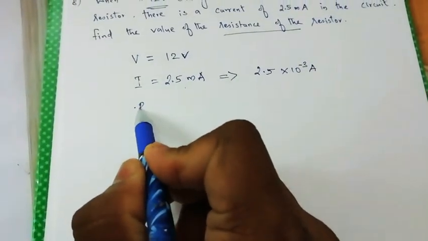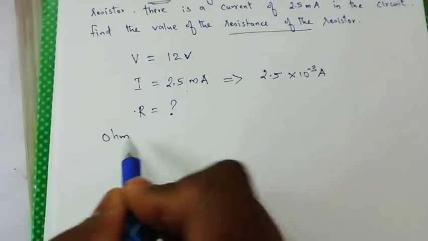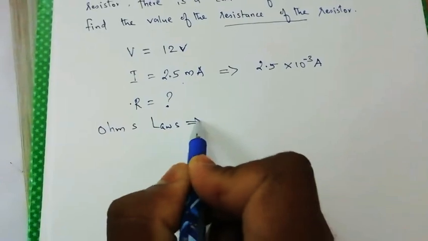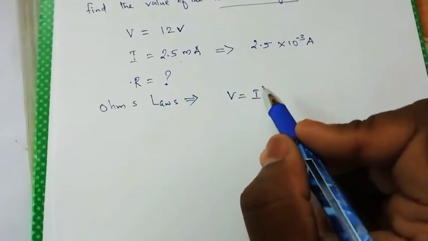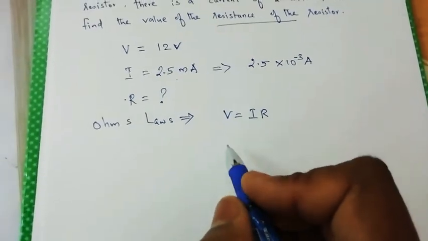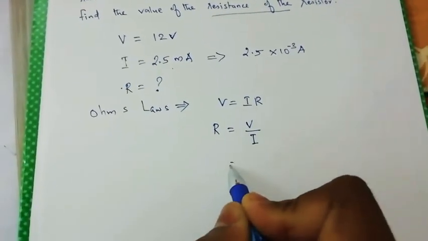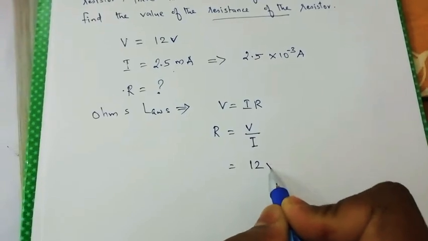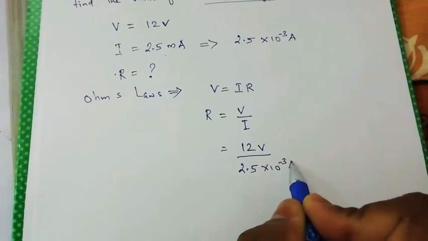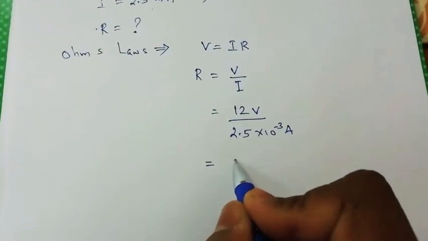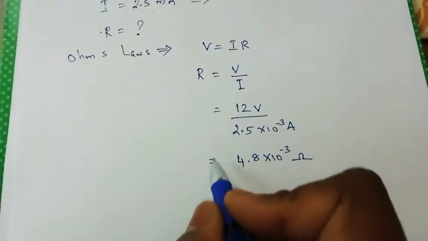Let's write: what is resistance, that we don't know. So let's go to Ohm's law again. V is equal to IR. You should not forget this formula, it's very, very important. V is equal to IR, but we need only R, so we can write it as V by I. What is V? It is 12 volt. And what is I? It's 2.5 into 10 to the power of minus 3 ampere. If you do this, you will get 4.8 into 10 to the power of minus 3 ohms.